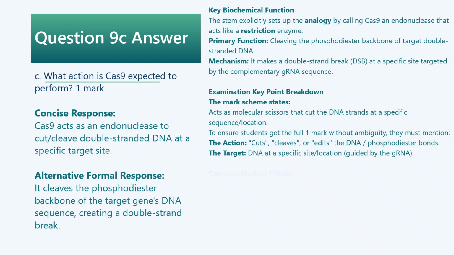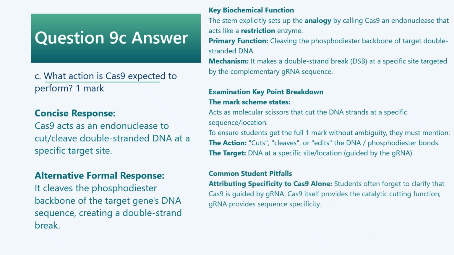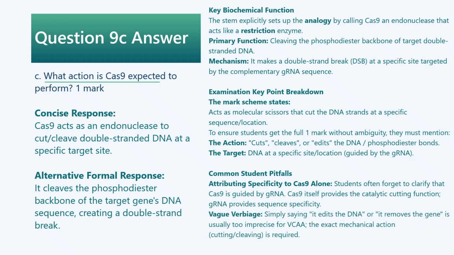4. Common student pitfalls. Attributing specificity to Cas9 alone: students often forget to clarify that Cas9 is guided by gRNA. Cas9 itself provides the catalytic cutting function, gRNA provides sequence specificity. Vague verbiage, simply saying it edits the DNA, or it removes the gene, is usually too imprecise for VCAA. The exact mechanical action, cutting or cleaving, is required.